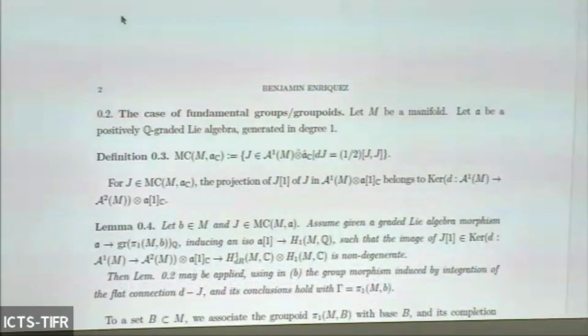Okay, and then you can ask how to construct such things. Assume that you have a manifold M, and A is a positively graded Lie algebra. Then you have the so-called notion of Maurer-Cartan element. A Maurer-Cartan element is an element J, a one-form on M with values in A, such that dJ equals 1/2 of [J,J]. It constructs for you a flat connection d minus J over a trivial bundle, and you can take its monodromy representation. So the question is when such an element J gives you a monodromy representation that gives rise to the morphism of Lie algebras that you want. And here is the criterion.